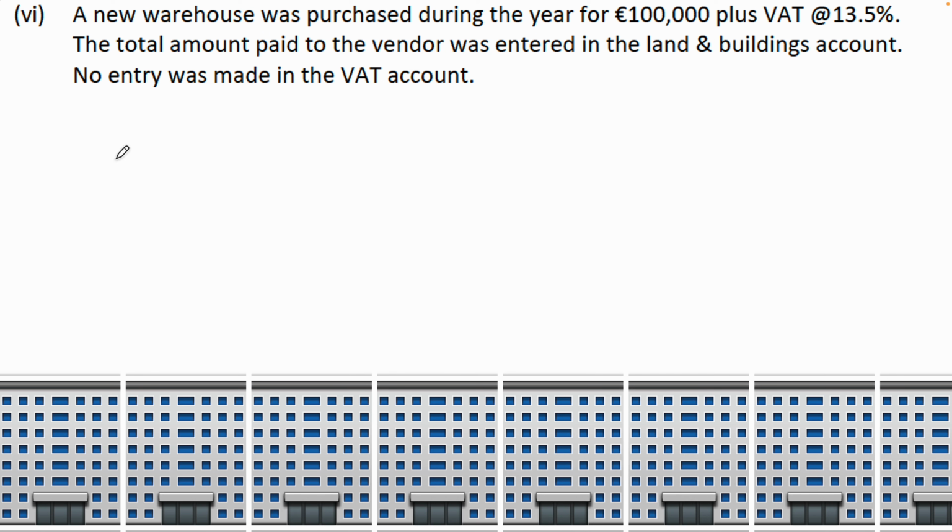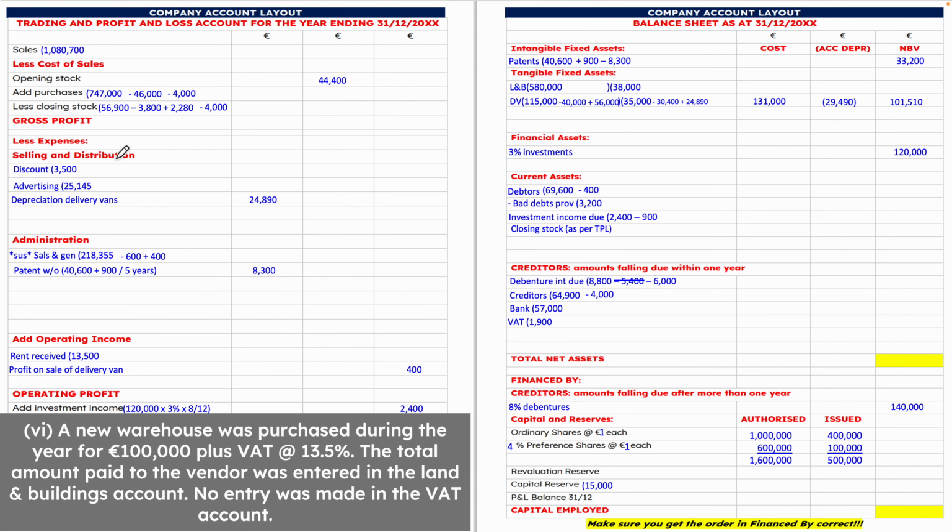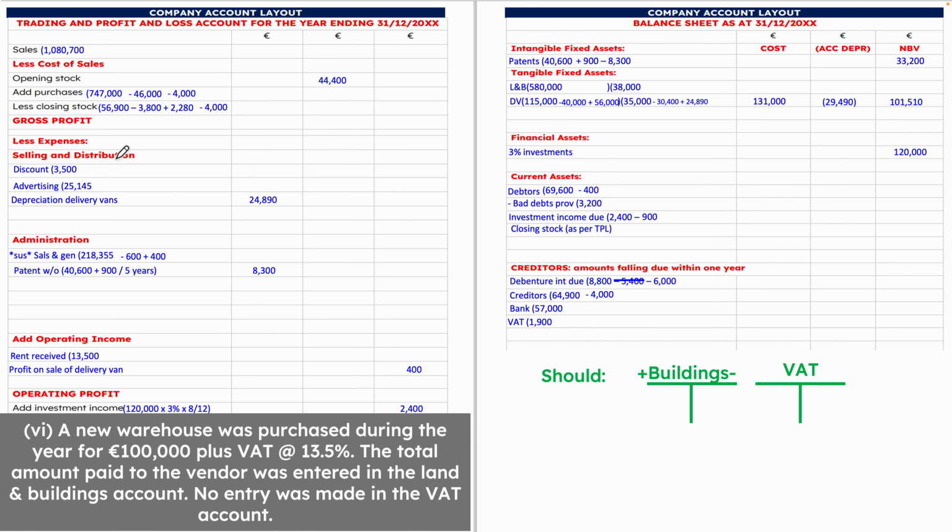Okay, note number 6. A new warehouse was purchased during the year for 100,000 plus VAT at 13.5%. The total amount paid to the vendor was entered in the land and buildings account. No entry was made in the VAT account. Okay, so you're not going to escape Leaving Cert accounting without understanding VAT. So you need to know how VAT works.